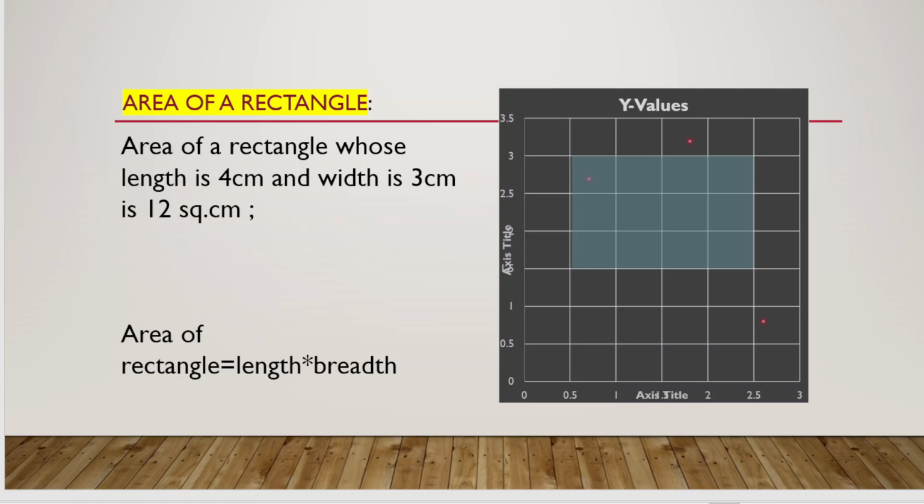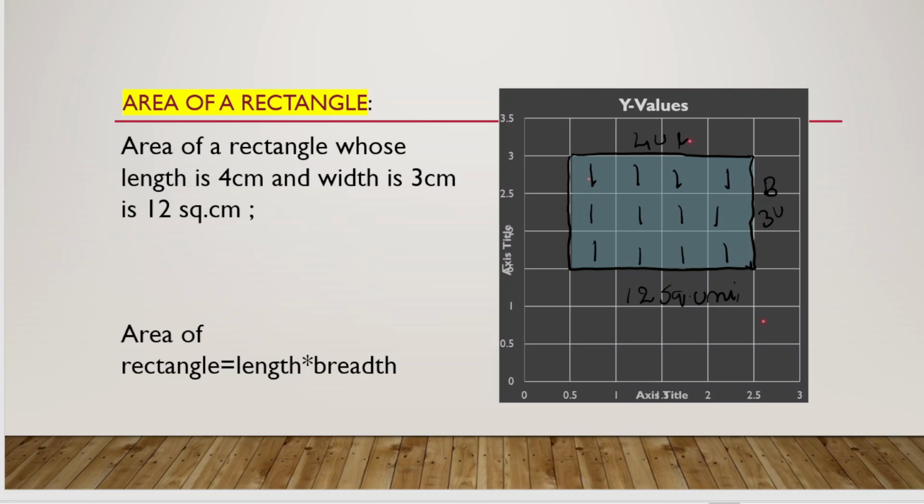Here to formulate the area of a rectangle, we have placed a rectangle on the graph sheet with 4 units as its length and 3 units as its breadth. So let's count the area of this rectangle. This rectangle exactly fits into the squares of the graph sheet. So each square can be denoted as 1 square unit. So from this we can say that the area of this rectangle is 12 square units because it exactly occupies the 12 squares of the graph sheet.